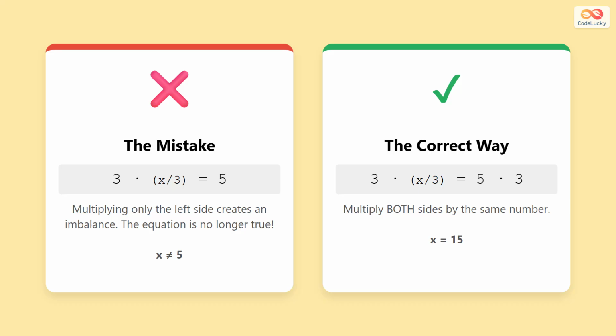A very common mistake is forgetting to multiply the other side. If you have x divided by 3 equals 5, and you only multiply the left side by 3, you have changed the value of the equation. It is no longer true. You must always multiply both sides to keep the equation valid.